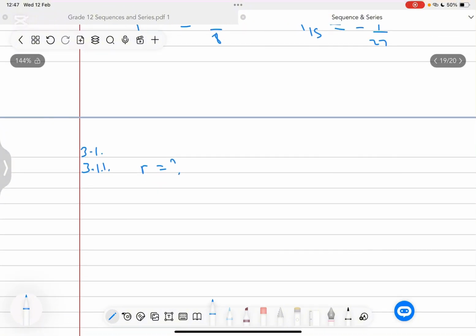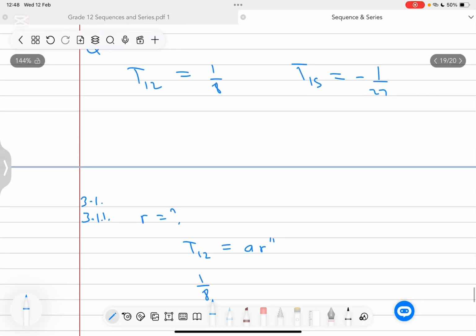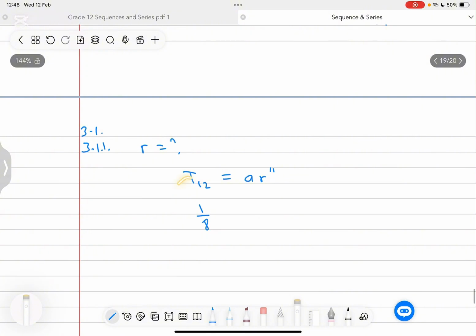The same set of skills that we learned in the previous question will be used here. We would say here that the 12th term is given by a r to the power 11. And we are told that the 12th term is equal to 1 over 8. But on the other hand, it is defined by a r to the power 11. Now you can notice from this equation that I have two unknowns, the a and the r. That calls for me to do simultaneous equations because I have two unknowns. I'll call that equation 1.